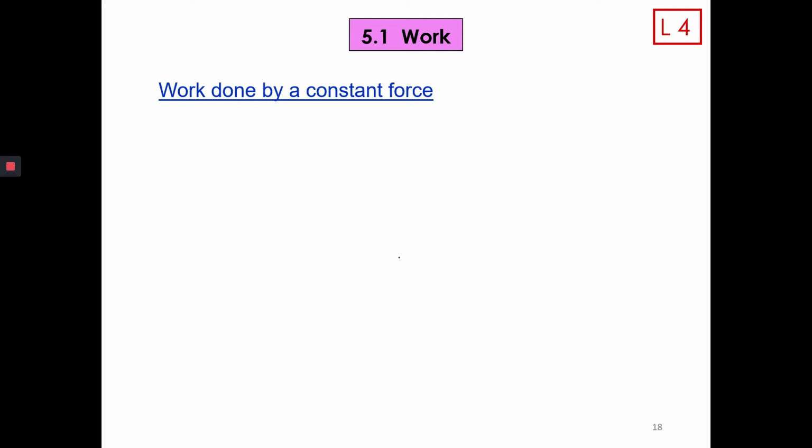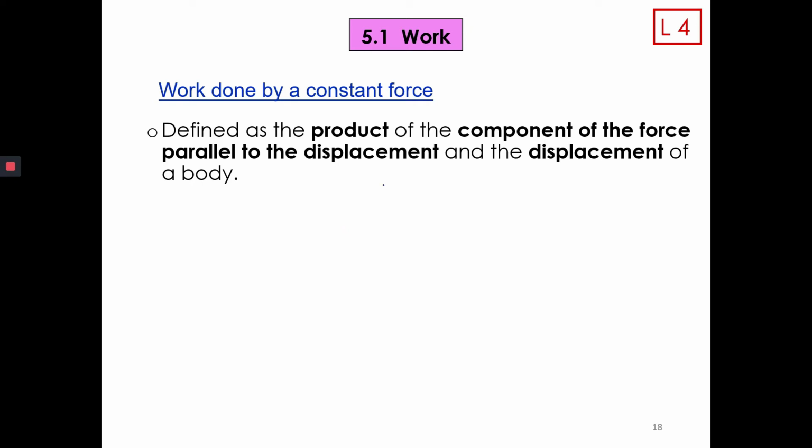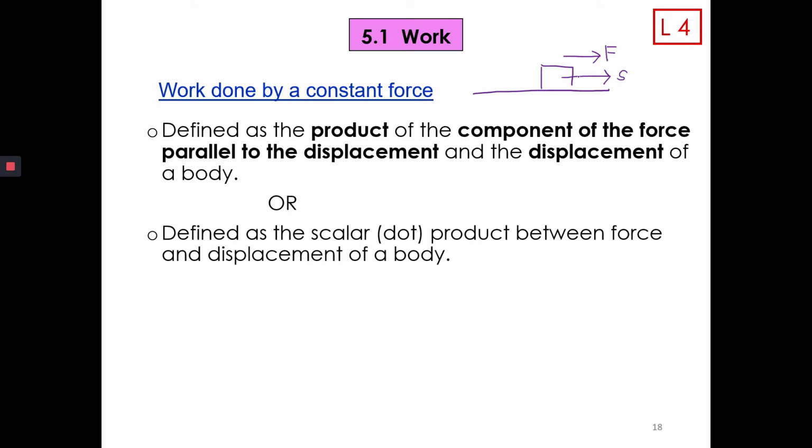Work. What is work? Work done by a constant force is defined as the product of the component of the force parallel to the displacement. So let's say you have a box that is pushed forward. This is the displacement. Then the force that is parallel to the displacement. Work is defined as the scalar dot product between force and displacement of a body.